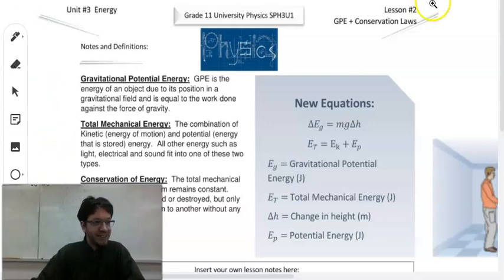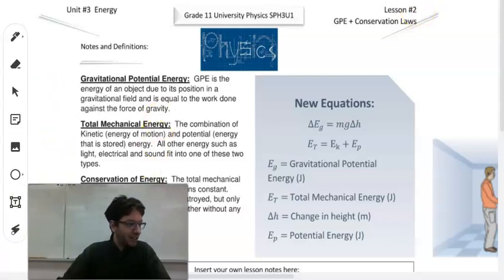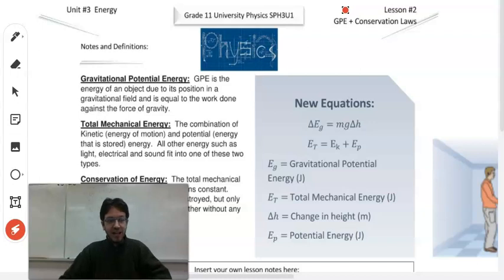Alright, so today's lesson number 2 for our energy unit. We're going to start with gravitational potential energy for the first half of the lesson, do some examples, and then we're going to move on and go over the concept of conservation of energy.